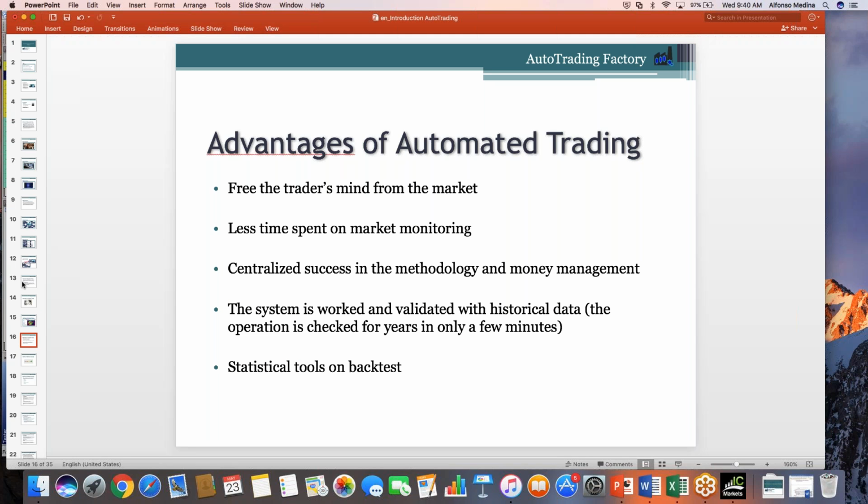So the advantage of these automated programs is that you free the trader's mind from the market. So the classics fear and greed are not as important as before for your final returns, and then you're going to centralize every success in the methodology and money management strategies that you have. There's also less time spent on the market and monitoring it. And also there's another good tool that you can use, which is the backtest, where you can validate your strategy in a program with historical data. And you can check for years in only a few minutes. We will later run an example of this.